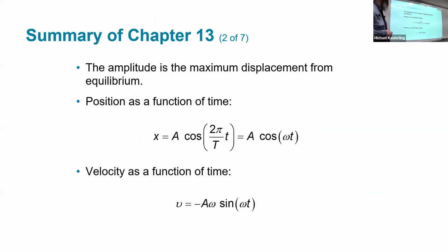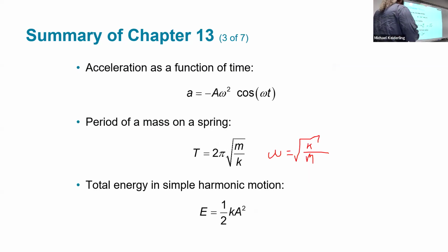Position is a function of time. It looks something like x equals A cosine of 2 pi over period times t, or A cosine omega t. And velocity as a function of time is minus A omega sine omega t. And acceleration is minus A omega squared cosine omega t. And that's how you can find omega for a mass on a spring, for example.